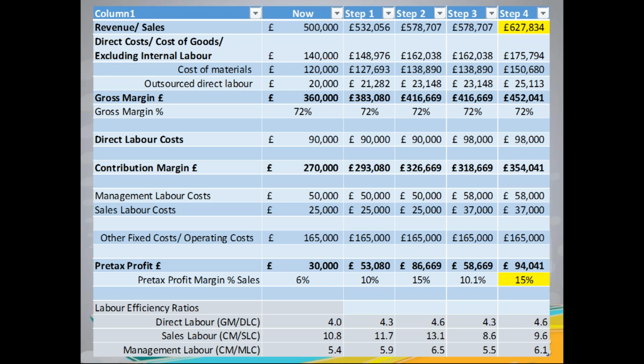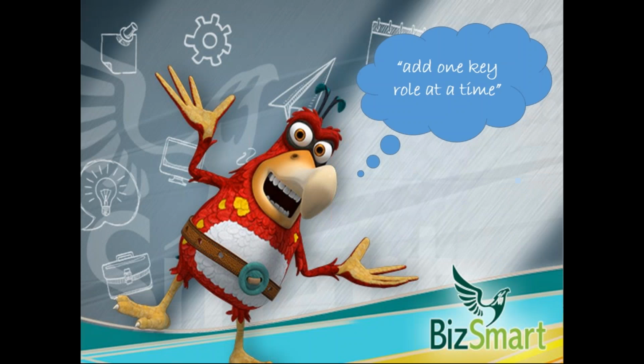So the key lesson here, out of those numbers, is take it slow, add one key role at a time when you're scaling up. Don't try and spend your way out of trouble in terms of your staff, and get back to that 15% level of profitability before you think about taking on anybody else.